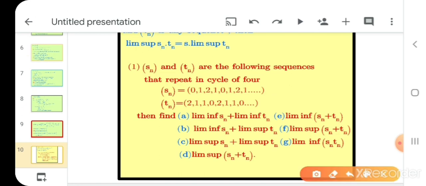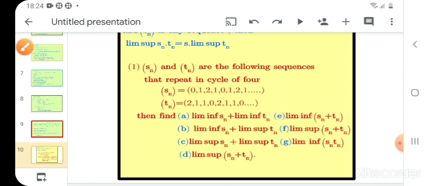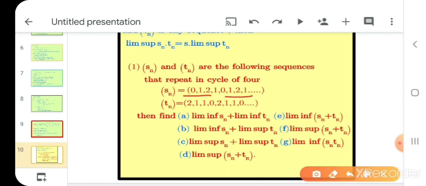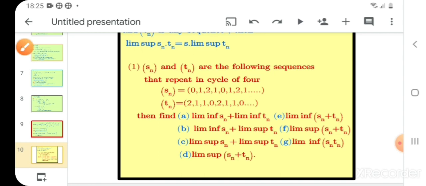See here, 0 1 2 1. Again repeat 0 1 2 1. This is the cycle of 4. The elements of Sn are 0 1 2 1, 0 1 2 1, 0 1 2 1, like this. And what are the elements of Tn? This is also a cycle of 4. That means 2 1 1 0, 2 1 1 0, 2 1 1 0, like this. These are the two sequences.